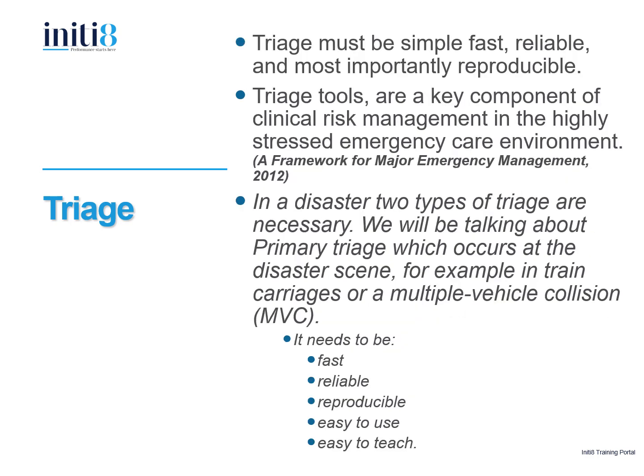Triage must be simple, fast, reliable, and most importantly, reproducible. Triage tools are a key component of clinical risk management in the highly stressed emergency care environment. In a disaster, two types of triage are necessary. We will be talking about primary triage, which occurs at the disaster scene, for example in a train carriage or a multiple vehicle collision. It needs to be fast, reliable, reproducible, easy to use, and easy to teach.